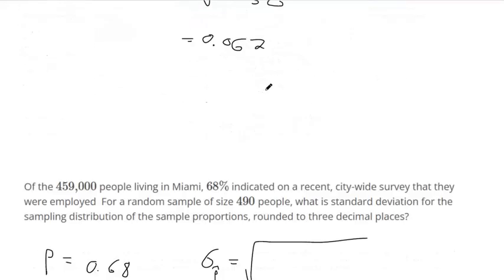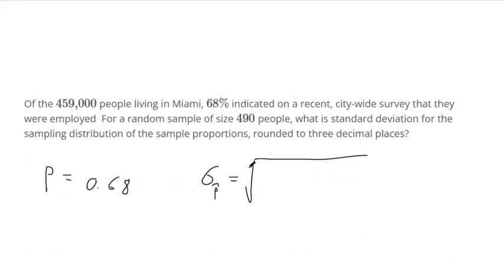p times 1 minus p over n. So p is 0.68. That's 1 minus 0.68, so that's going to be 0.32. And you divide that by the sample size. This is the population, all the people living in Miami. So 490 is the sample size.